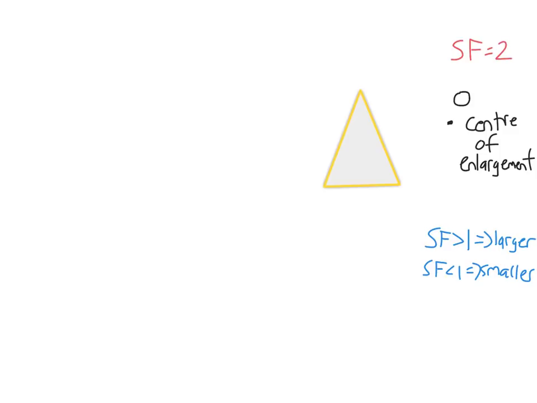So what I'm going to do is label my vertices however you want. I'm just going to call them A, B, and C. Now you measure the distance from each vertex to the center of enlargement. So let's say that the distances are 3, 4, and 5. So how am I going to enlarge this by a scale factor of 2?